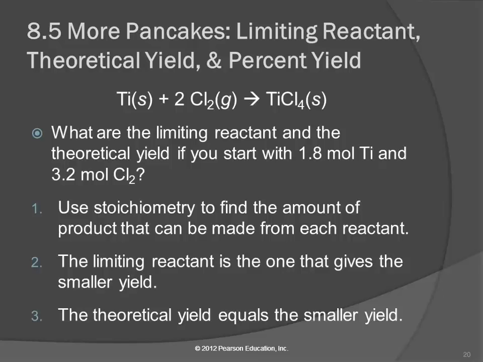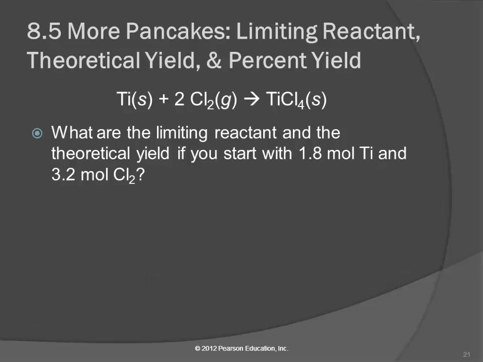So let's look at a chemical reaction. Titanium reacting with chlorine to form titanium 4 chloride. What are the limiting reactant and the theoretical yield if you started with 1.8 moles of titanium and 3.2 moles of chlorine? So 1, 2, 3 here are the little steps that we need to do. We need to use stoichiometry, which is this process of calculating amounts, to find the amount of product that could be made from each reactant, just like we did with the pancakes. The limiting reactant is the one that gives the smaller yield, and the theoretical yield is that smaller yield.